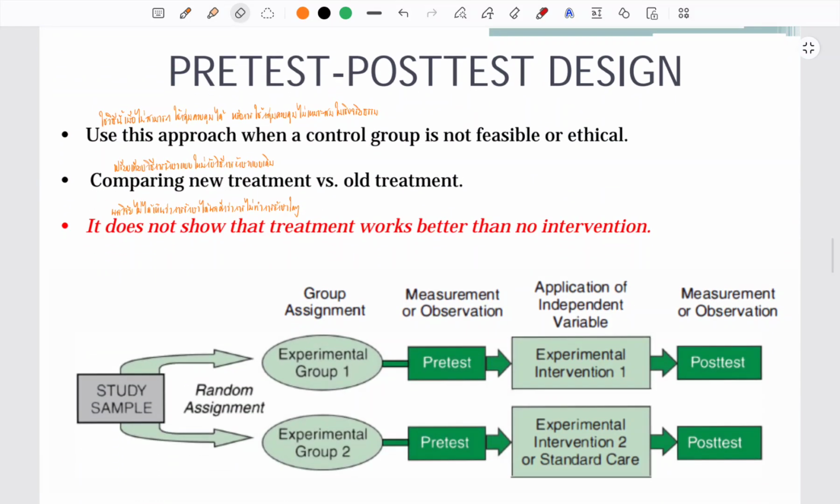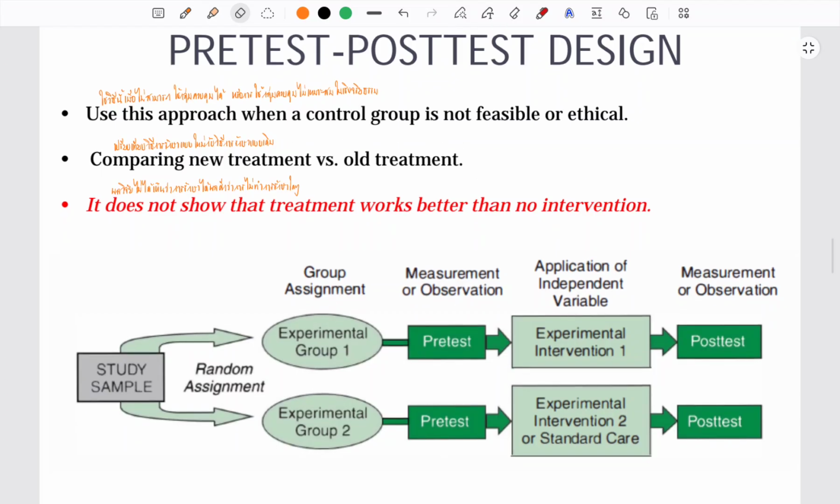The second design we call the pre-test, post-test design. In this design, the first thing you do is recruit the subjects and randomize them into experimental group 1 and experimental group 2. Then you conduct the pre-test, give them the intervention, and do the post-test. We usually use this design when a control group is not feasible or not ethical.